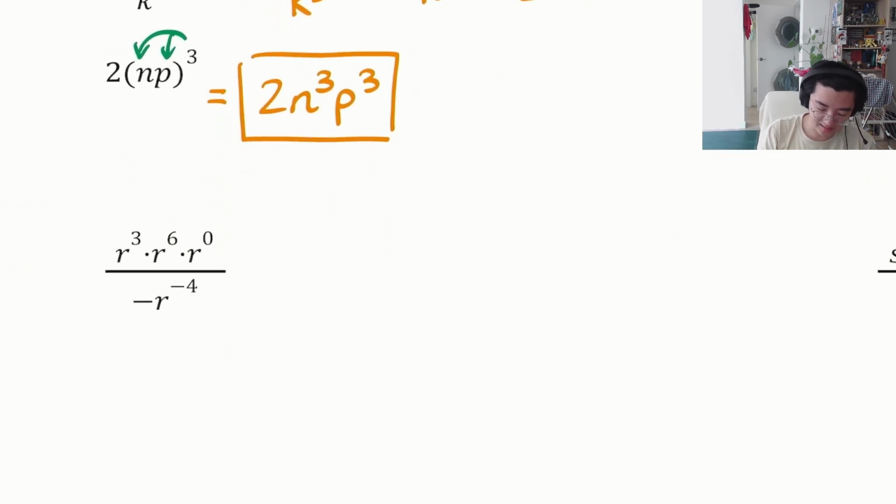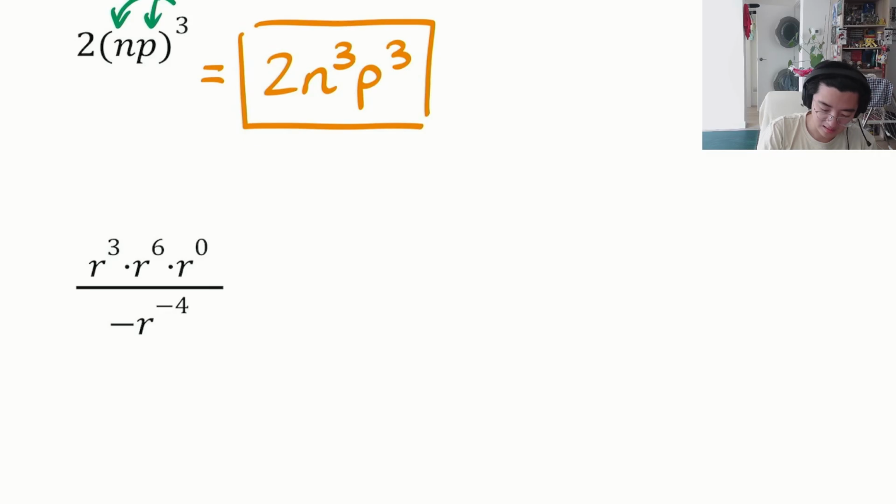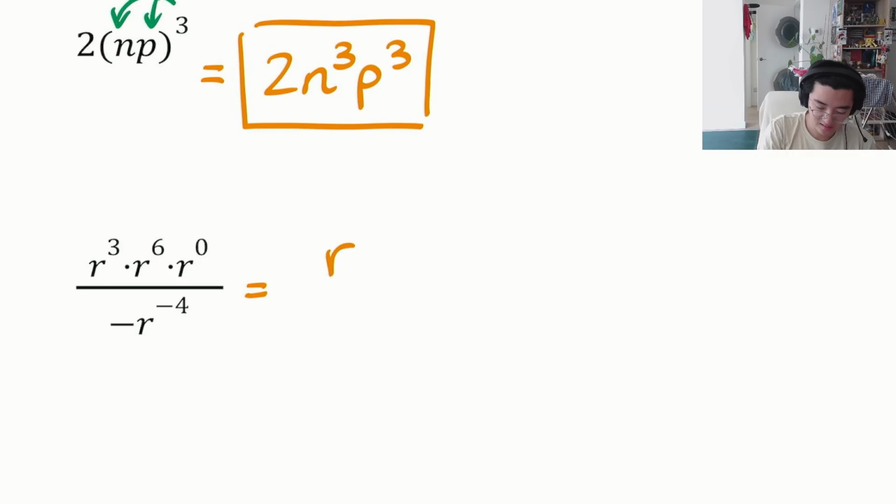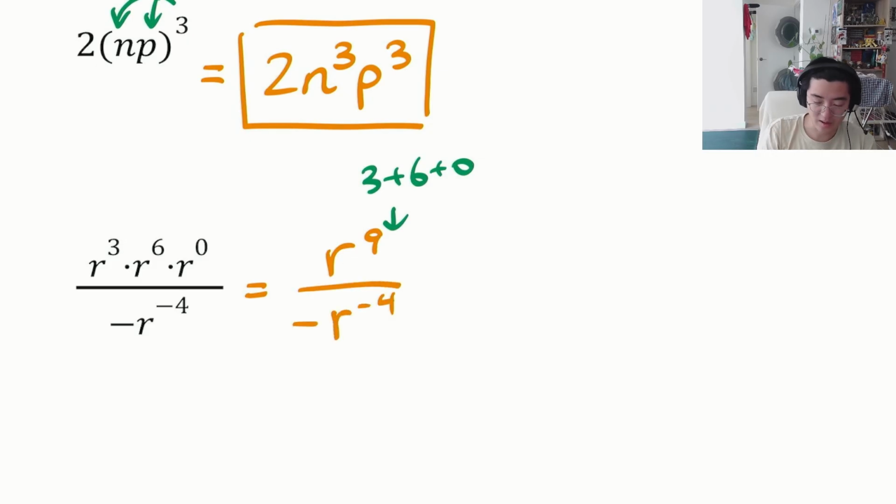Right, how about something like this? Right, we can add all the exponents that are multiplied together. So we got 3 plus 6 plus 0. Which is 9. Over negative r to the power of negative 4.